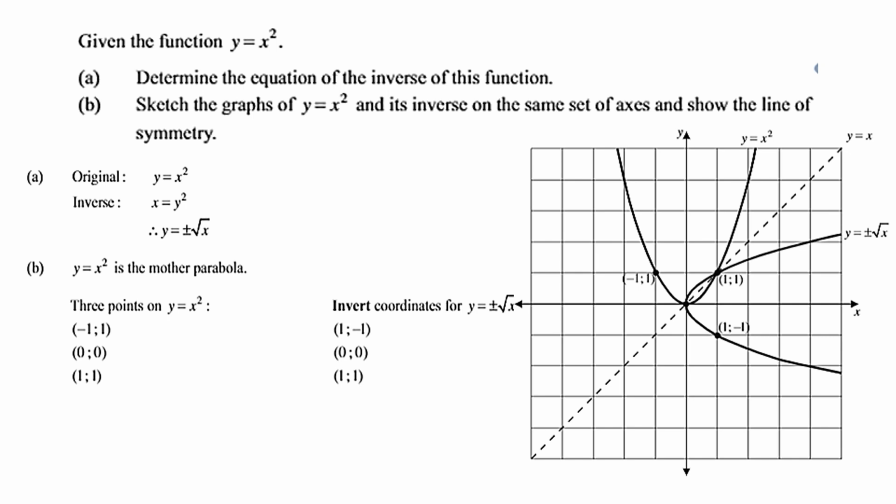So again, about inverses, what should we remember? That y and x will swap places. So originally, y equals x squared, so the inverse will be x equals y squared. Then you of course make y the subject, and you get y equals plus or minus the square root of x. Then B, now we must sketch both graphs.